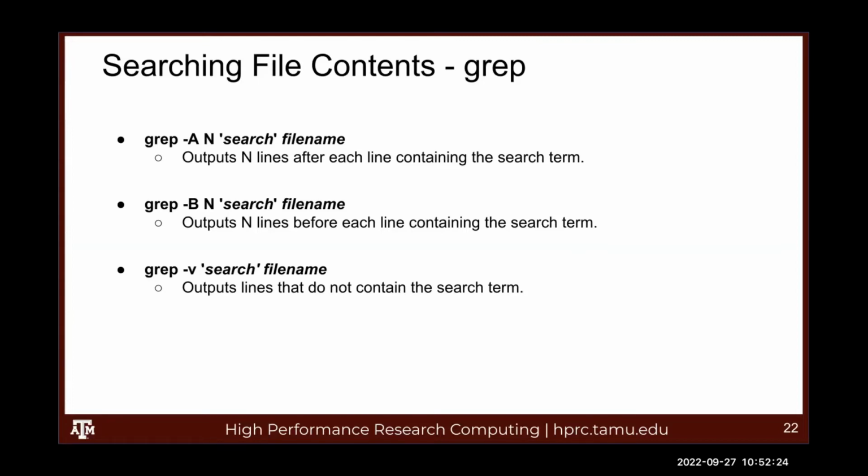So how I use these sometimes together is if I want to only show the line after a certain search term, I will do grep -A and then n, like 1, to show one line after the search term. And then I'll pipe that into a grep -v with the same search term. And that will only display the single line after that term.